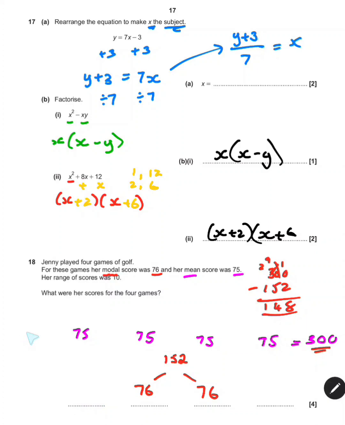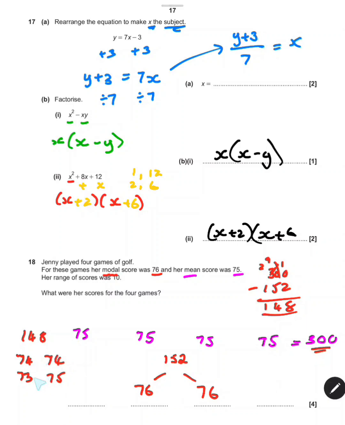So if we need 148, we can half this number. Half of 140 is 70. Half of 8 is 4. So we can say, well, it might be 74 and 74. But then that cancels this mode, because I can't have two 74s and two 76s. So what we'll do is take one from this and get 73 and 75.